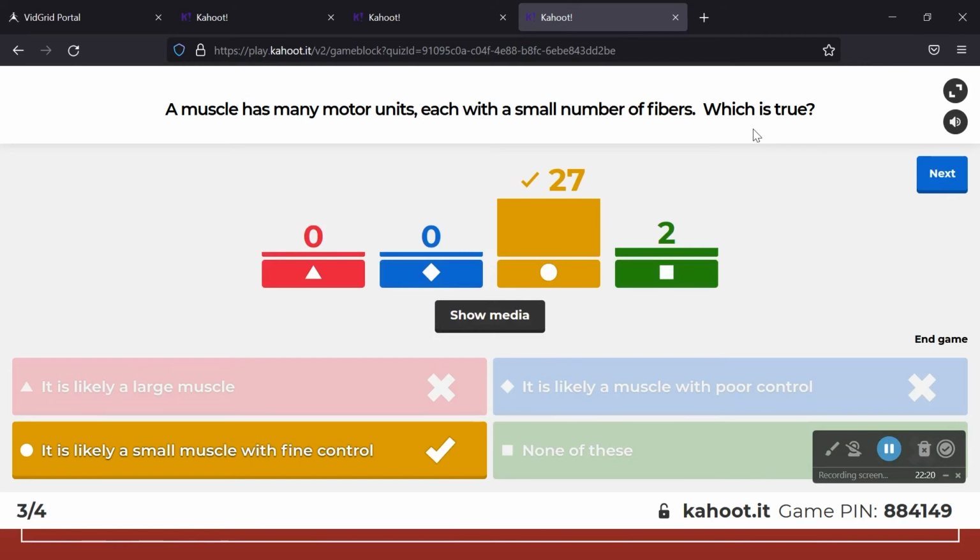So if a muscle has many motor units, that means it's going to have fine control. And if it has only a small number of fibers in each of those units, it's probably going to be a small muscle, right? So small muscle with fine control. To give you a counterpoint, large muscle would have few motor units, each with a lot of muscle fibers. Okay, so that's sort of the flip side.